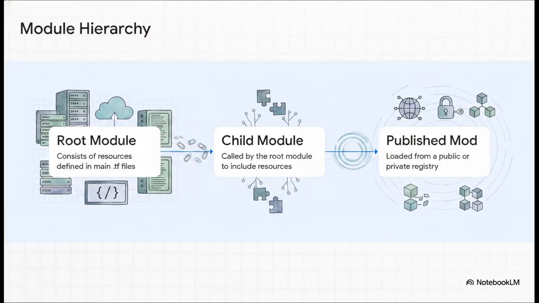So, taking a step back, how do we actually prevent the messy code bases that lead to these accidental deletions in the first place? It's all about rigorous organization using modules. Every Terraform project starts with a root module, which is just your main working directory. From there, your root module can call upon a child module to pull in specific resources cleanly. And for wide-scale team sharing, you can utilize published modules loaded from public or private registries. Organizing your code into this kind of clean hierarchy keeps your infrastructure predictable and, far more importantly, safe.